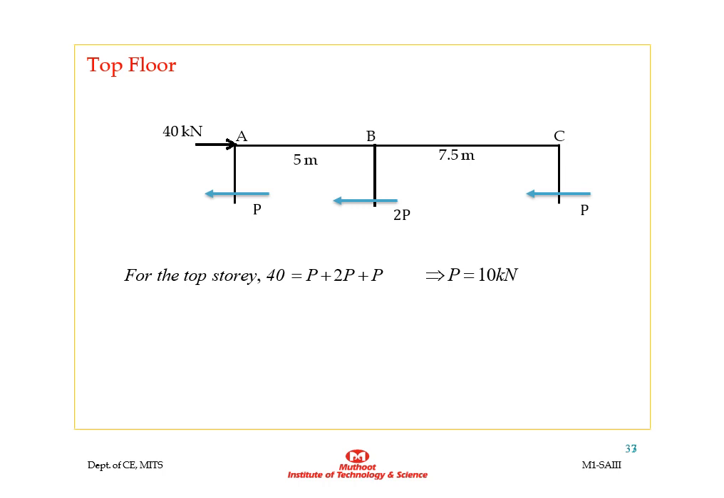Now we are considering the top floor. Let the horizontal shear taken by the exterior column be P, then the interior column will be 2P. Taking the equilibrium condition, summation of horizontal forces equal to 0, we can write the equation as 40 equal to P plus 2P plus P. Then the force on the exterior column is 10 kilonewton and the interior column is 20 kilonewton.